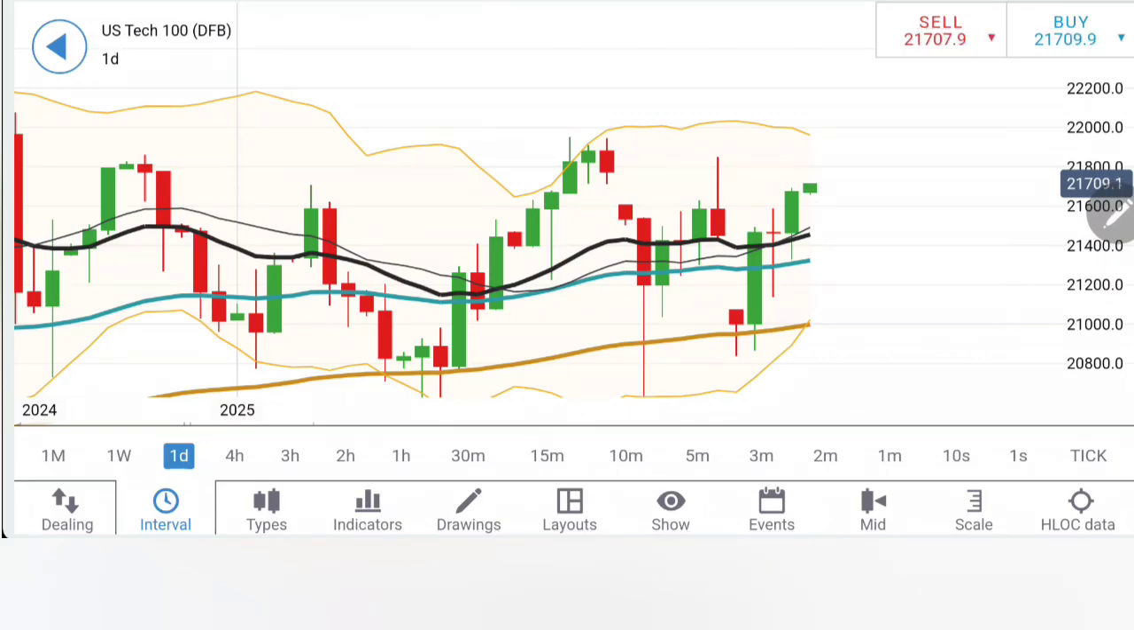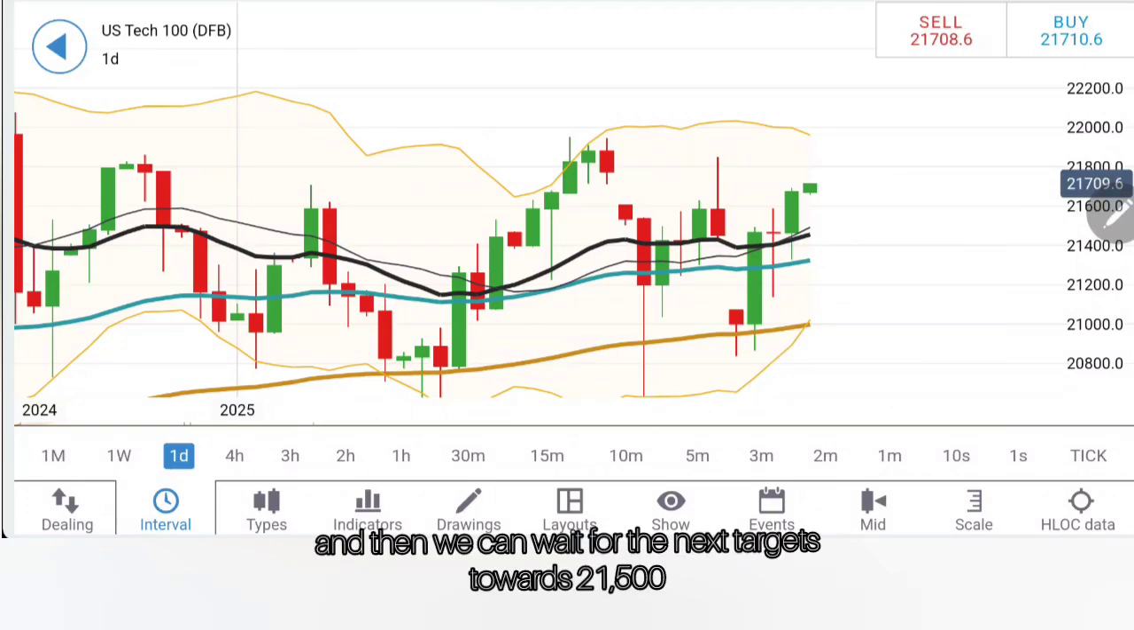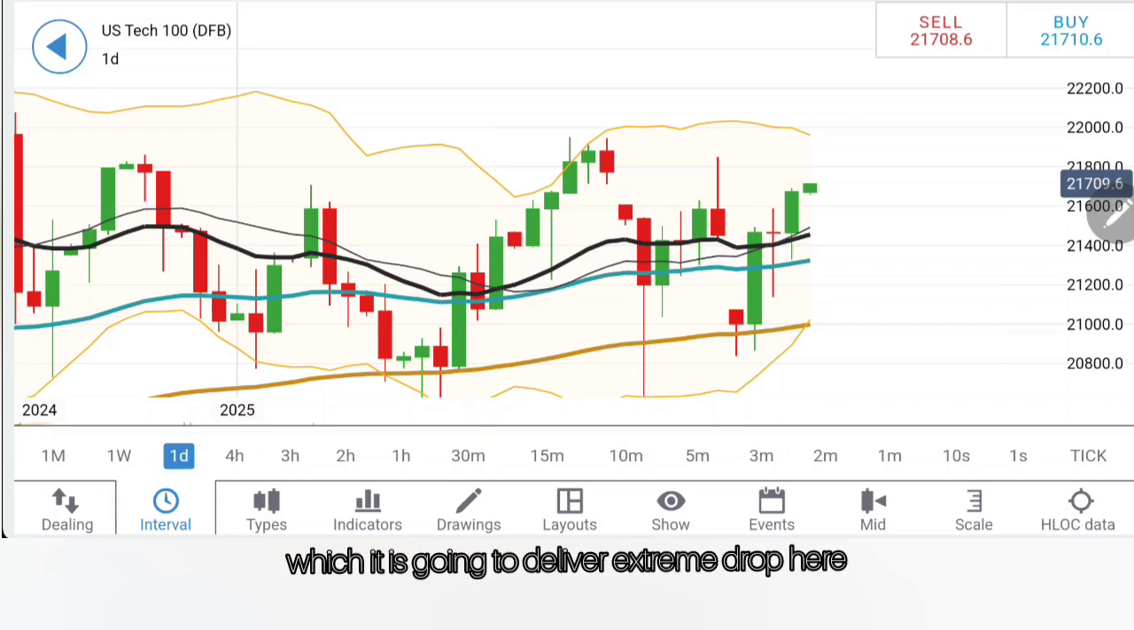And if it shows signs of reversal, where you should sell, I will only recommend you to sell here at 21,640 levels. Below 21,640, you can expect a dip towards 21,600. Now 21,600-540 is the first support zone, and then we can wait for the next targets towards 21,500-520, and then 21,400 levels, below which it is going to deliver an extreme drop here. So take your positions accordingly.